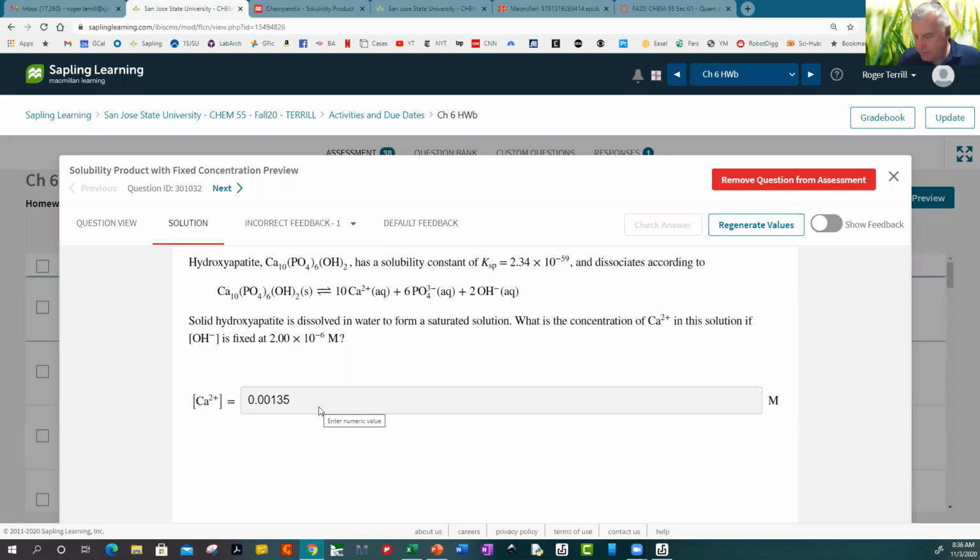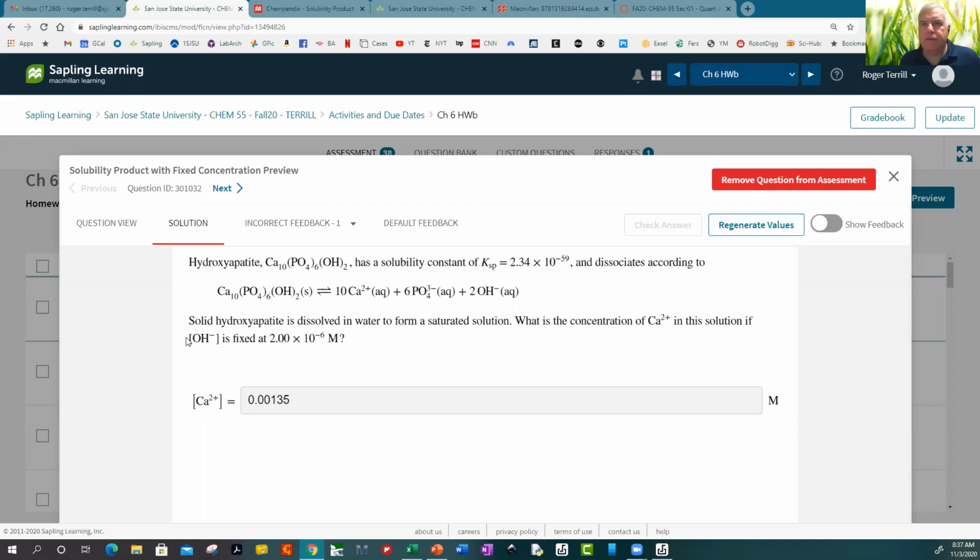So hydroxyapatite makes calcium, phosphate, and hydroxide. And the Ksp of this is a monstrous 2.34 times 10 to the minus 59, right? So that means that your teeth aren't dissolving super quickly.